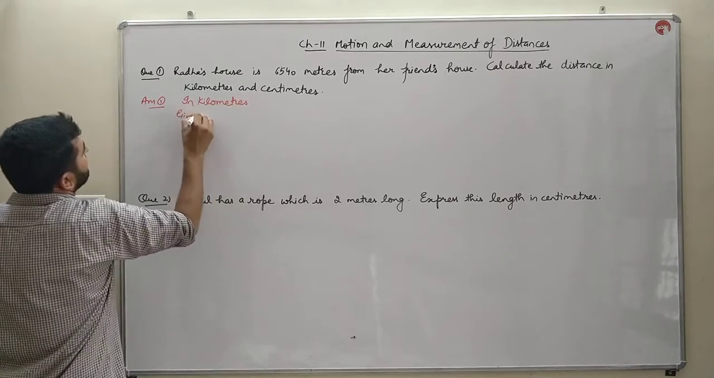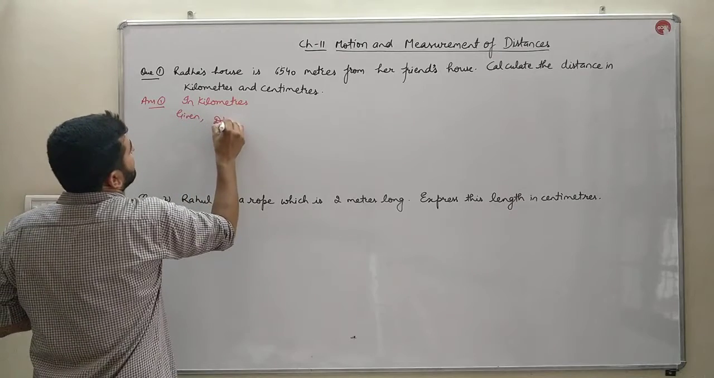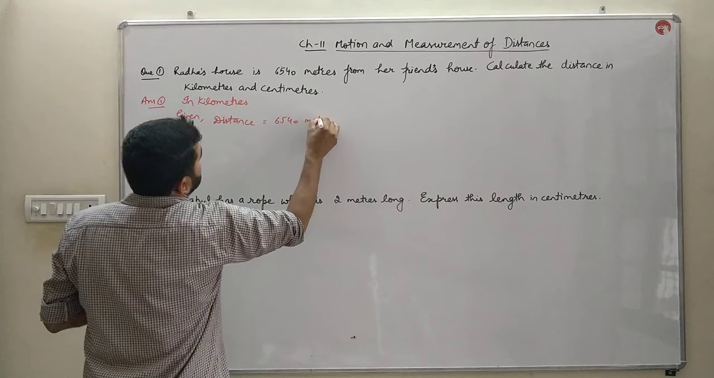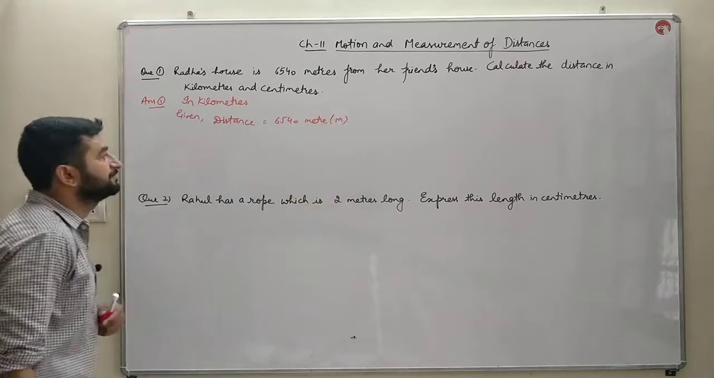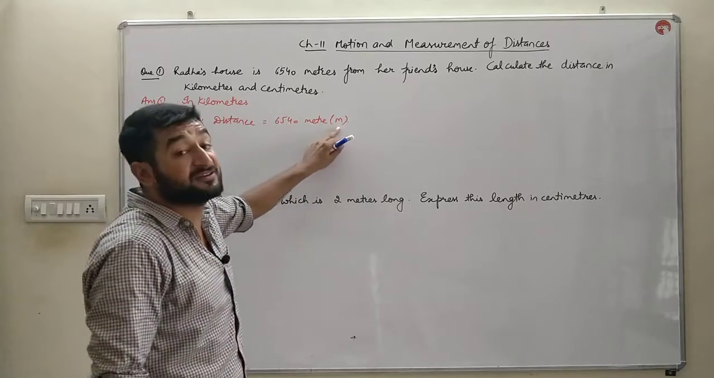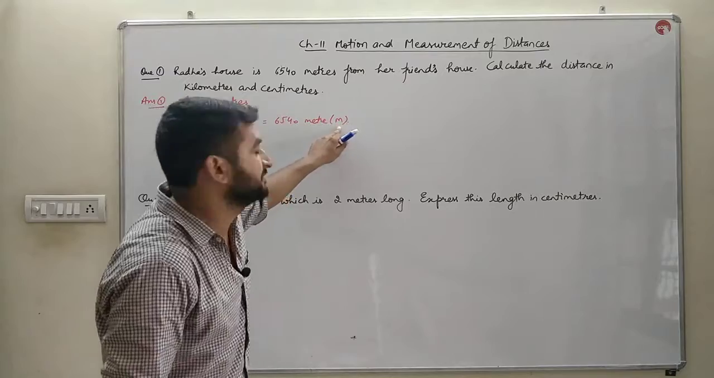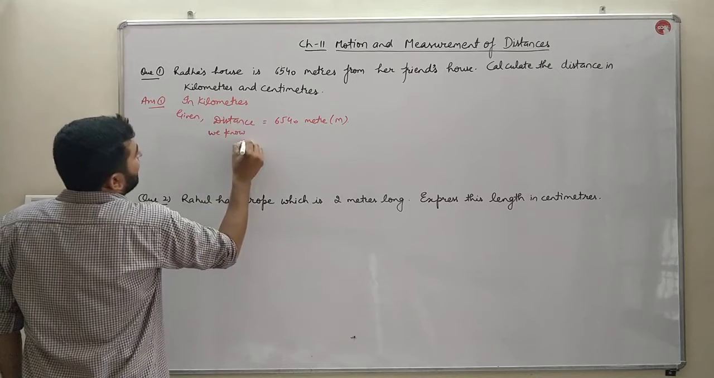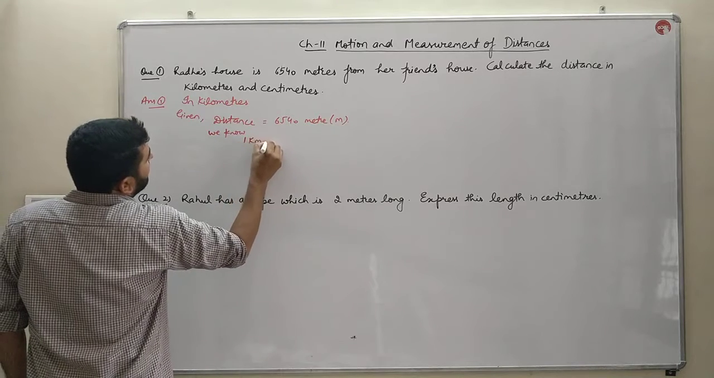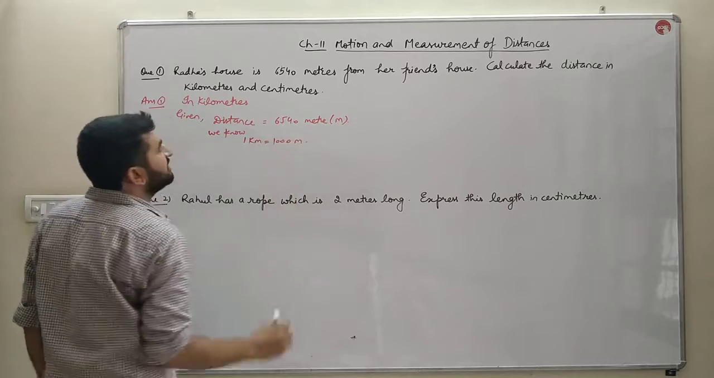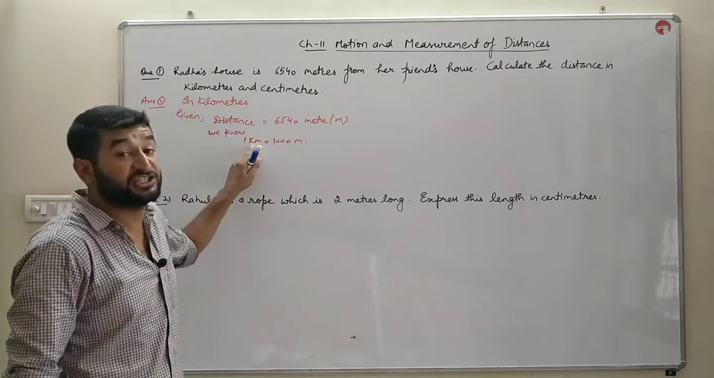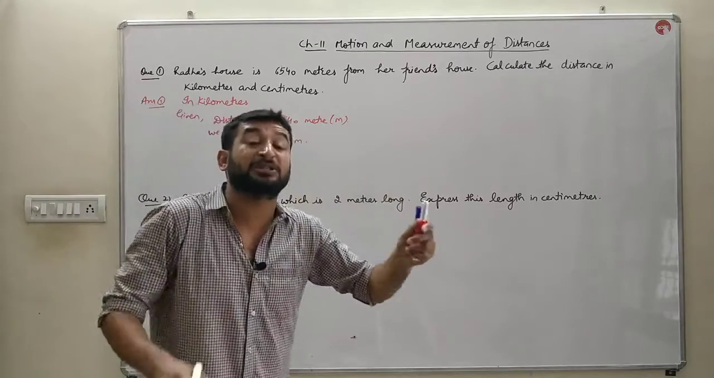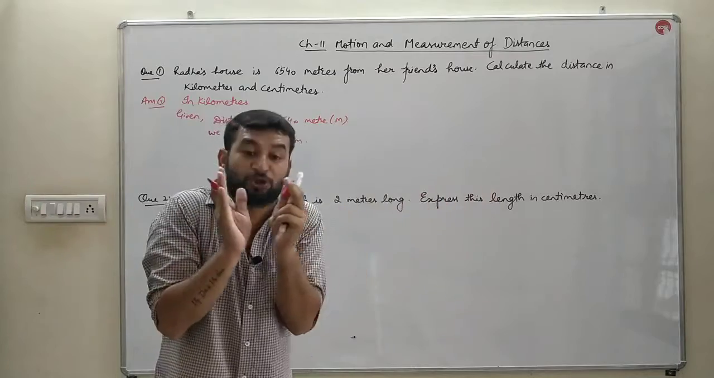What is given to us? The distance. And that distance is given to us in meters. As the symbol is never written in the plural form and always written as a small alphabet. Next, we know that 1 kilometer is equal to 1000 meters. That means the larger unit is kilometer and the smaller unit is meter. 1 kilometer has 1000 meters, which means kilometer is the bigger unit and meter is the smaller unit.